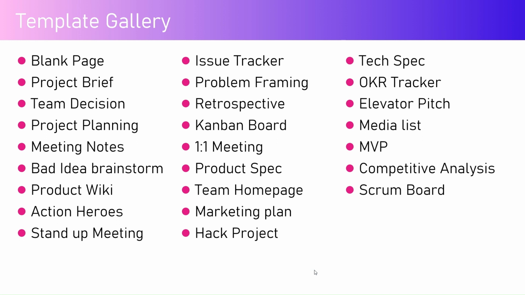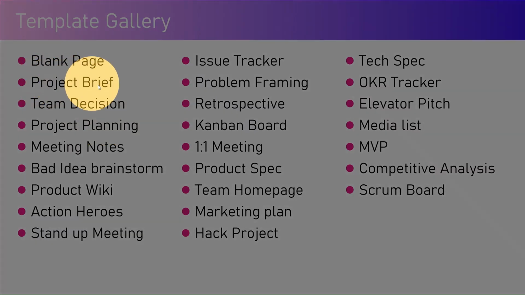So there is a blank page template, there is a project brief, which is mainly related to project management, team decision, project planning, meeting notes. This is again an interesting template. Then there is a template for brainstorming, so that's bad idea brainstorming. Product wiki to author the content in the form of a wiki page. Then there is the action heroes. Then there are some templates with regard to sprint and scrum.